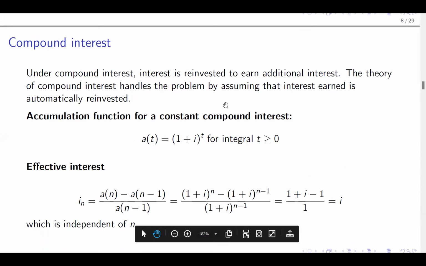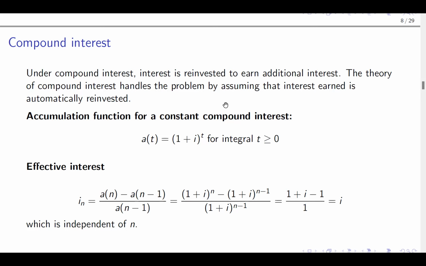Under compound interest, unlike simple interest, where only the principal earns interest throughout the entire period of investment, the principal keeps earning interest, and for every year, whatever interest you earn also earns interest in the subsequent years. Compound interest is the most practiced today in our finance sector, all right? The accumulation function for a constant compound interest is given as A(t) equals (1 plus i) all raised to the power t. There's a difference between this and simple interest.